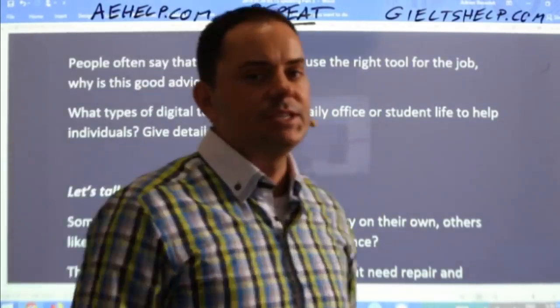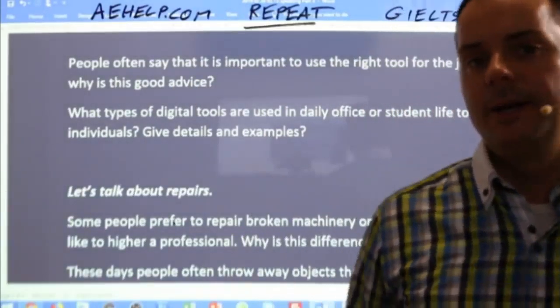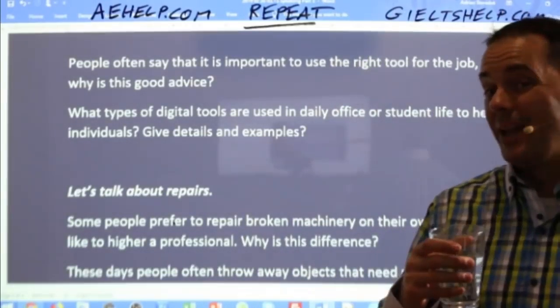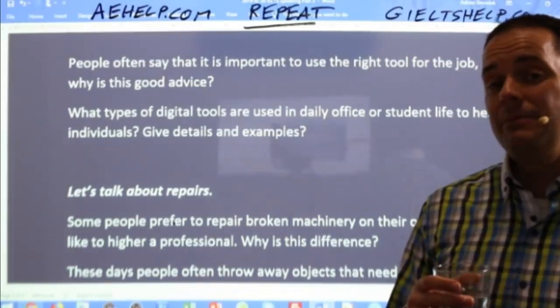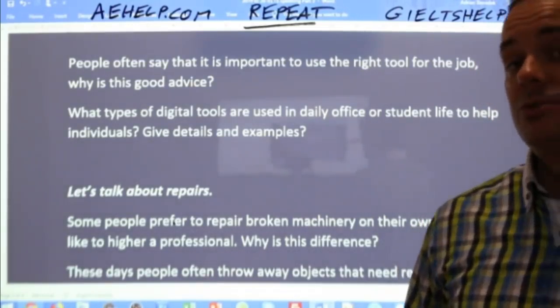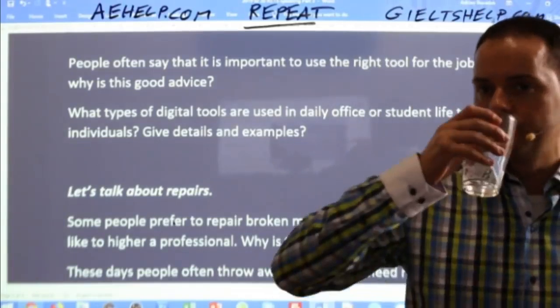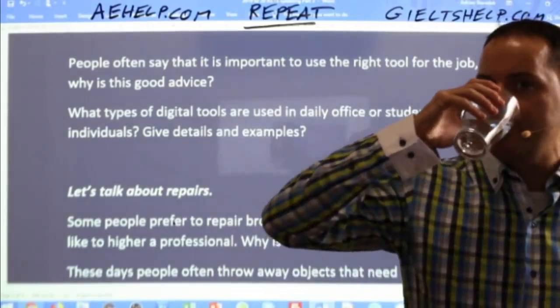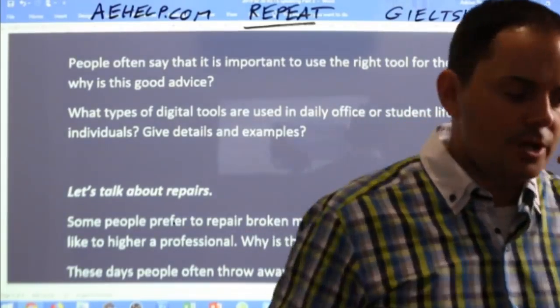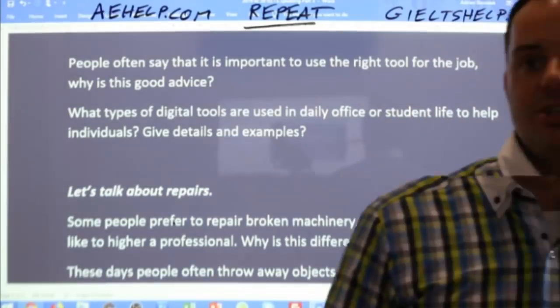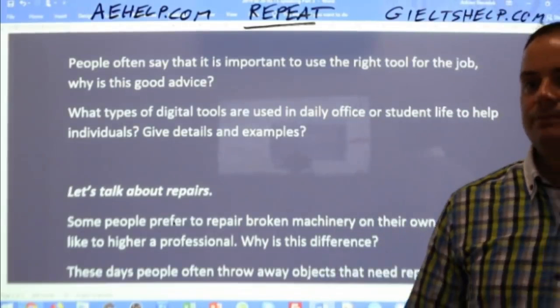Again, visualizing here is a good idea. So picture a situation where somebody's using the right tool for the job, and maybe picture a situation where somebody's using the wrong tool for the job. So it's a kind of advantages, disadvantages type question.